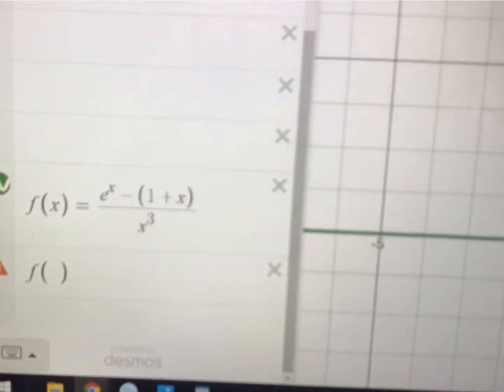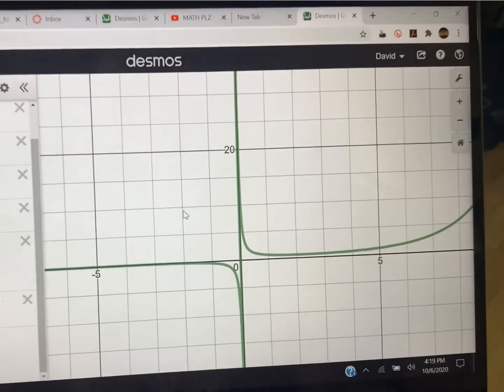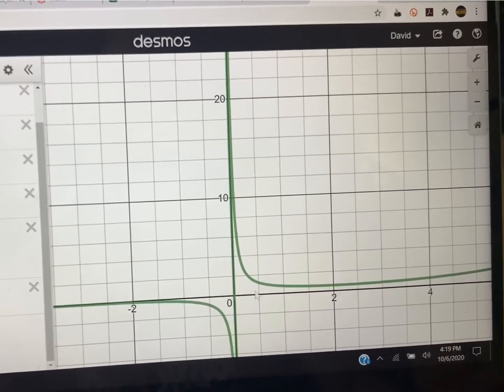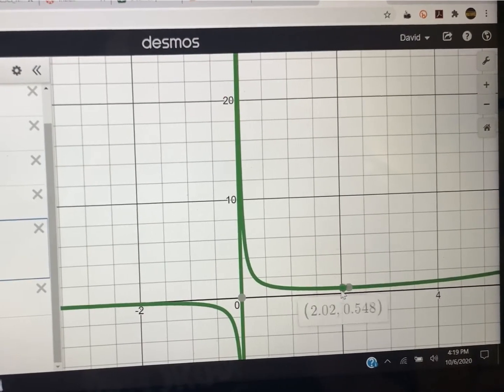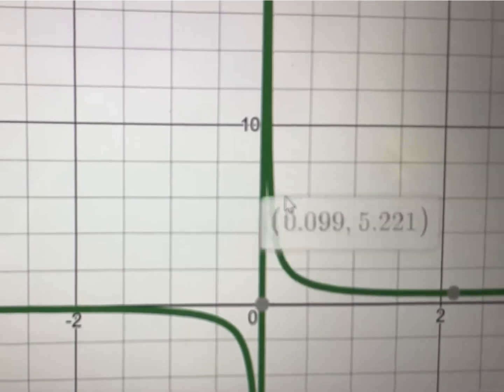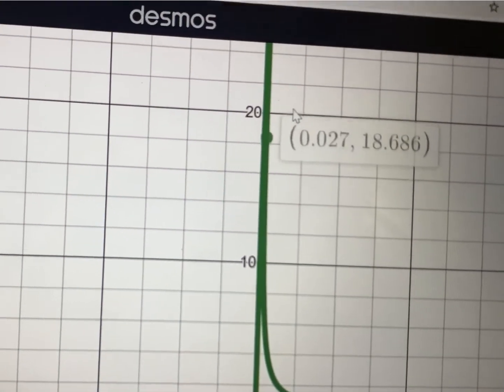And if you want to look at the graph, I typed in the equation for this problem here, and that's what the graph looks like. So if you're approaching 0, which is right here, from the right, which is this direction, if you notice the X coordinates are getting closer to 0, but the Y coordinates are getting bigger and bigger and bigger. And it just keeps getting bigger and bigger.